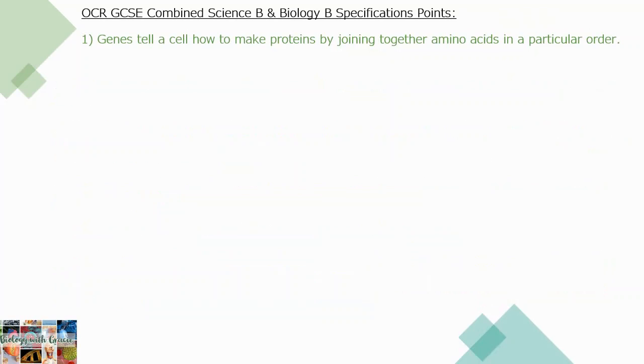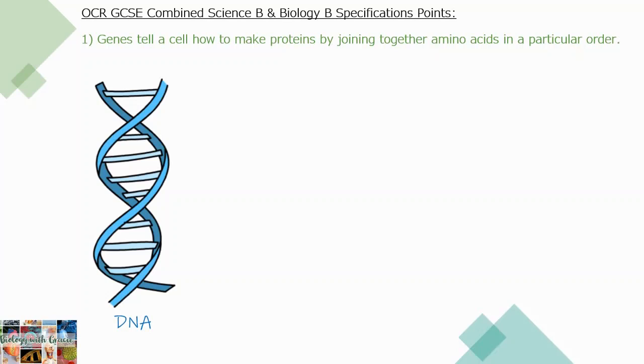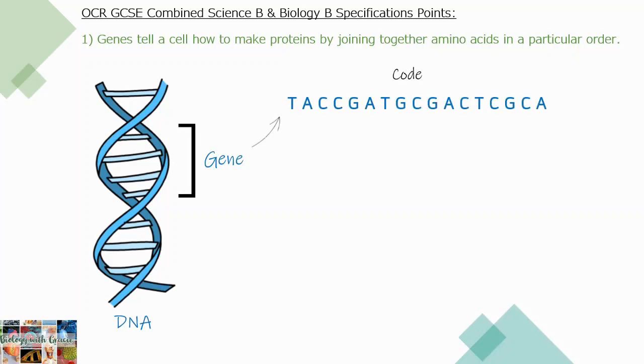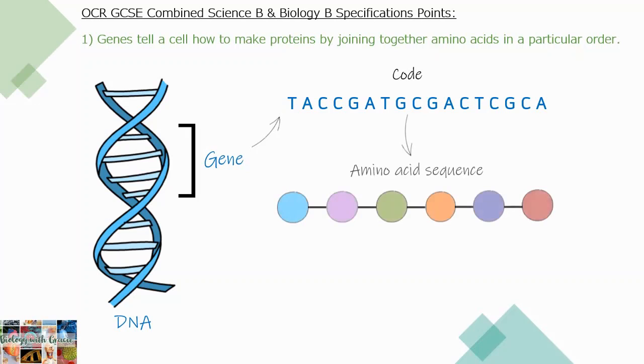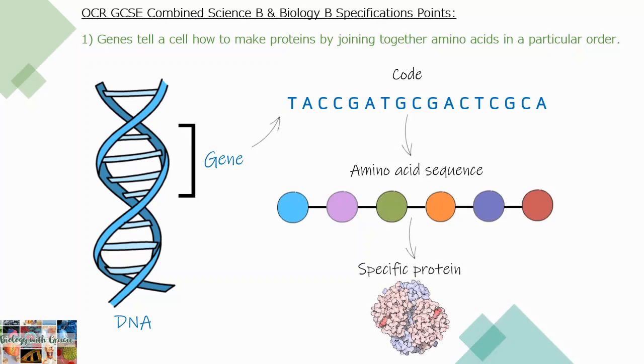So for our first point, here we have our DNA molecule, and of course a section of DNA is known as a gene, and it is in fact the genes that contain a code which tells a cell how to make proteins, and this is by determining the amino acid sequence. So the code influences the amino acid sequence, which then determines the specific protein produced.